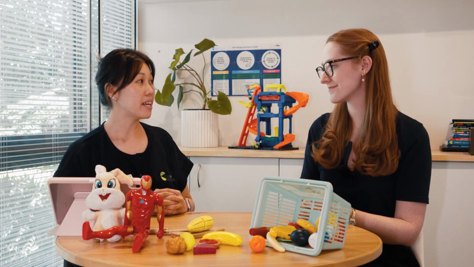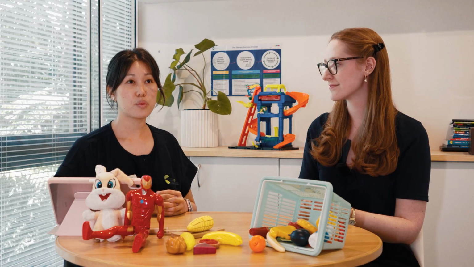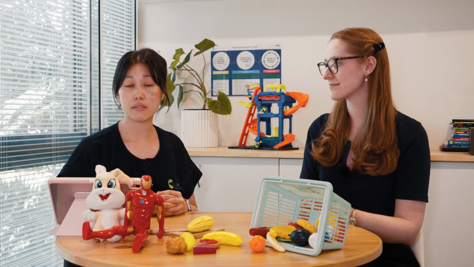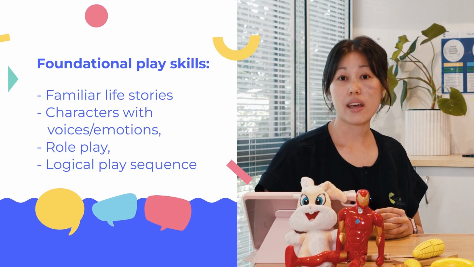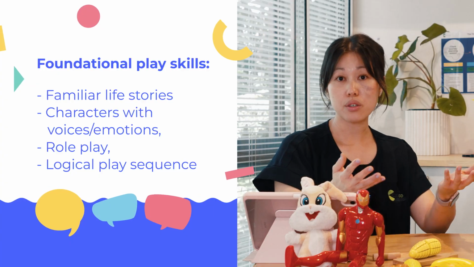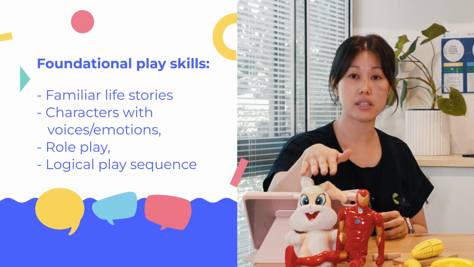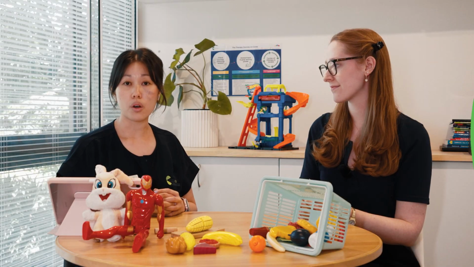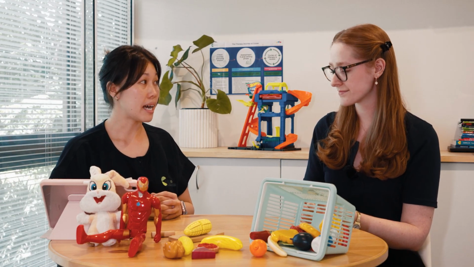So the development of play usually falls into the scope of practice for an occupational therapist. And what we typically look for is whether the foundational play skills for a child have developed. What those foundational skills might look like could include if they have familiar life stories in their play. So things like playing kitchen, playing house or school. We might look for whether a child is able to include characters in their play. So characters that have voices and emotions. Another foundational skill might be taking on roles in their play. So taking on characters like a doctor or mum and dad.